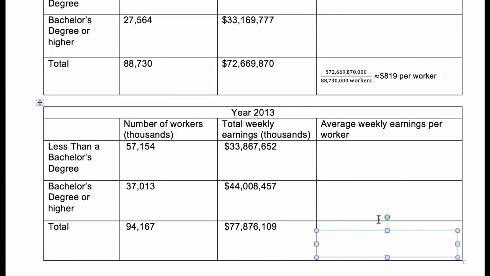Similarly, to find the average weekly earnings per worker in year 2013, let's look at the total weekly earnings in thousands and divide that by the number of workers in thousands. When we do so, we get a result of $827 per worker. Notice that this is higher than the average weekly earnings that we found in the year 2000. But before we conclude that wages increased for the average worker, let's dig a little deeper.